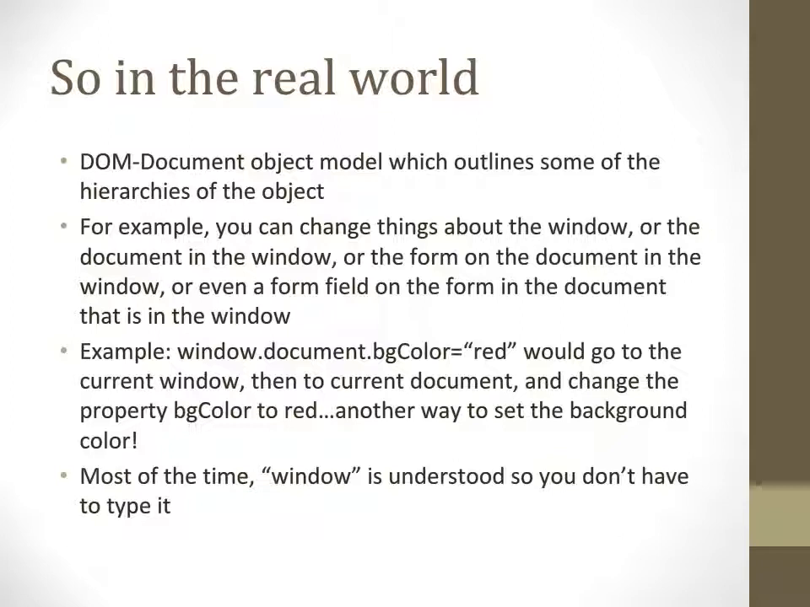So if they click the yellow button, then you will issue the command window.document.bgColor equals yellow or green or something like that. One thing to know as we go through this is that in this document object model, the window object is understood. So a lot of times you won't see people write it. You'll see people start with document. Realistically, in the example above, you wouldn't very often see window.document.bgColor equals red. Most of the time what you would just see is document.bgColor equals red.